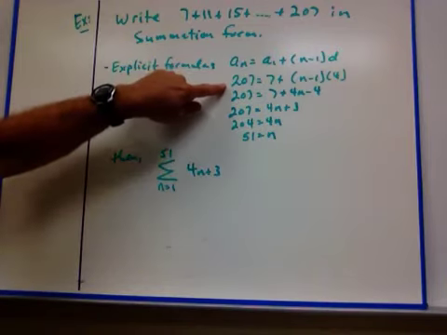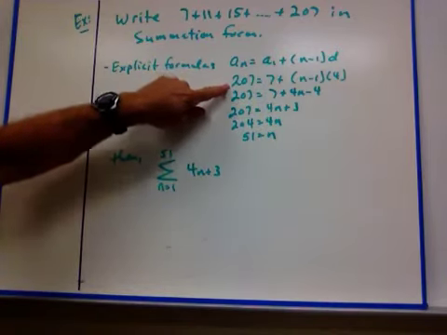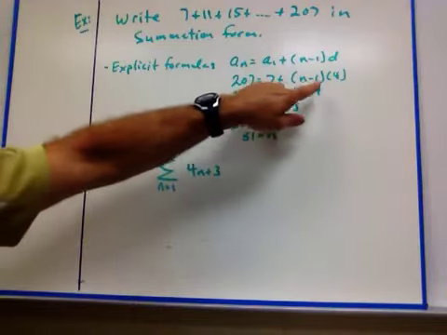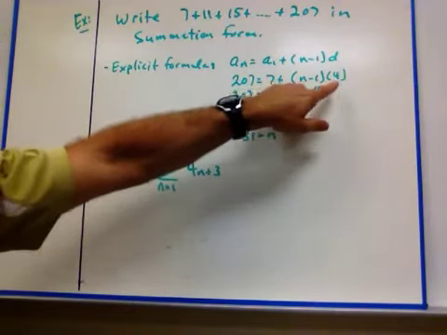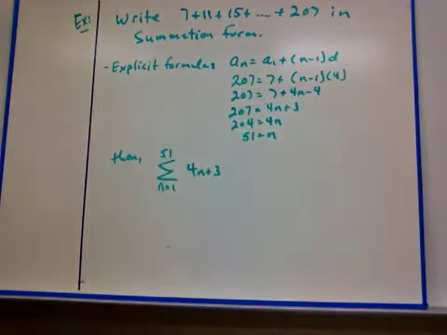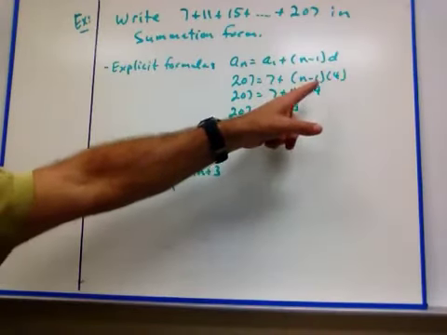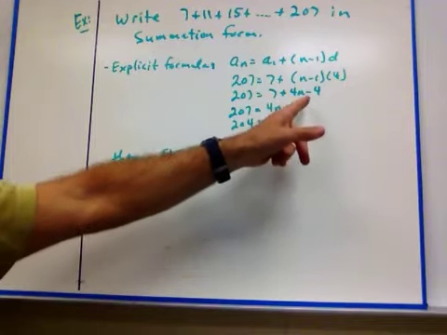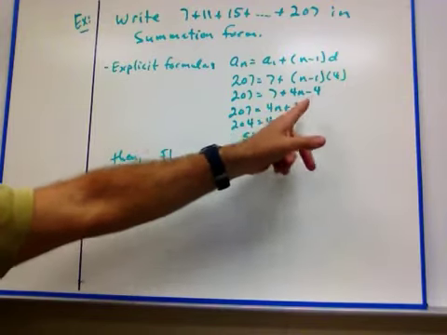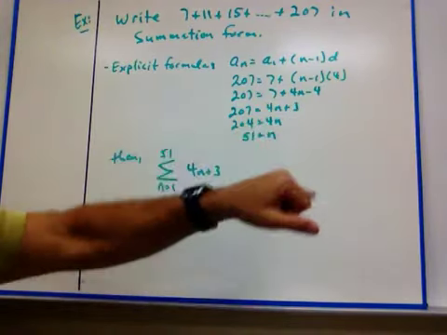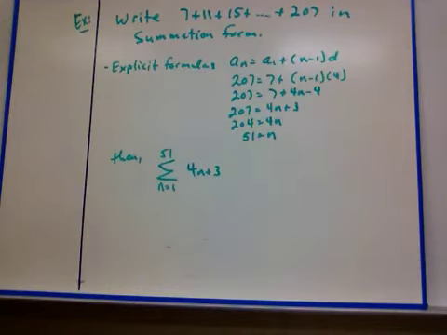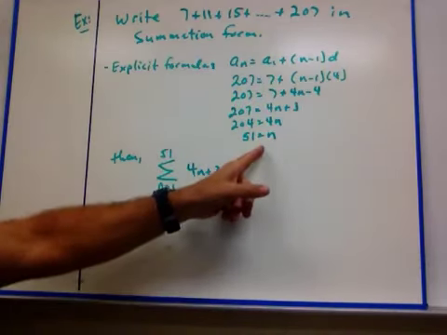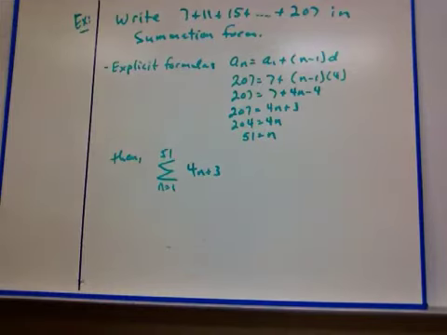I plugged in my final term, my nth term, 207. There's my first term, n minus 1 because we don't know n. We do know we're going up by 4. It's almost the same one we just did. When I distribute here, I get 7 plus 4n minus 4. 7 minus 4 is 3. There's my explicit formula right there. I can finish solving this down, and I find that n is 51.